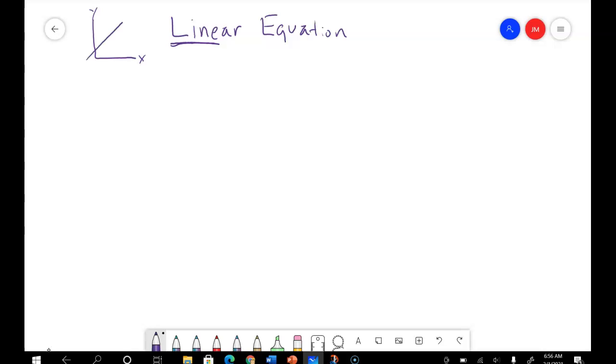Okay, now, typically, linear equations are written, the y value equals something times the x value plus or minus something else. And it's y equals mx plus b. M and b do have very specific meanings, but we will not cover those this year.